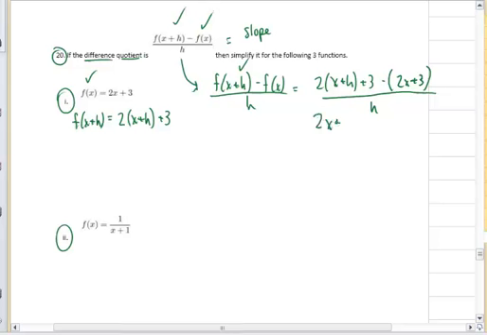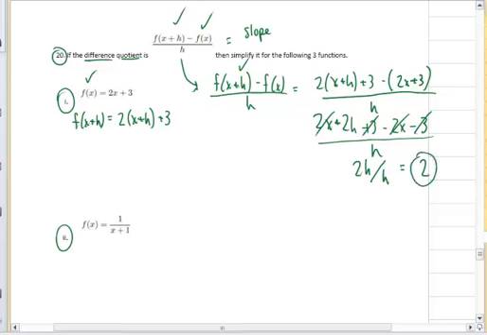So 2x plus 2h plus 3 minus 2x minus 3, all over h. If you look, notice the 3's drop out, the negative 2x's drop out, and you're left with 2h over h, which is just 2. And I said the difference quotient is slope, so shouldn't the difference quotient of a line that has a slope of 2 also be 2? So anyway, that's just a little check.